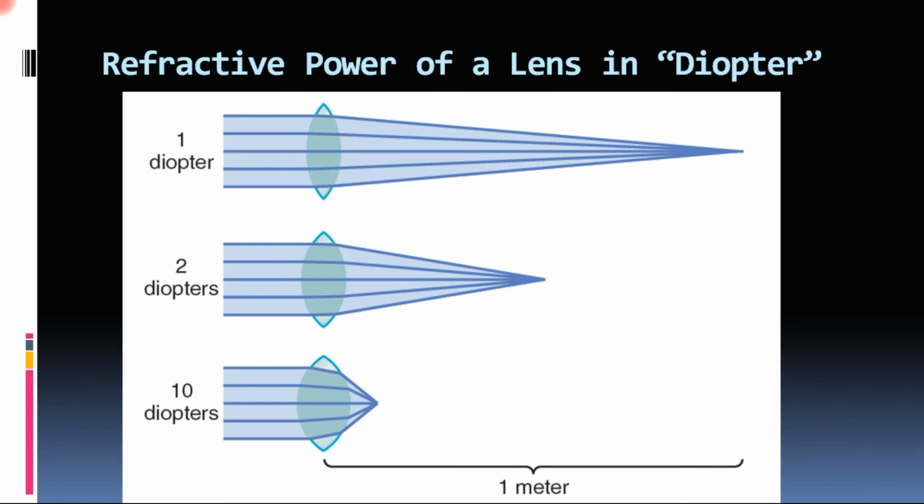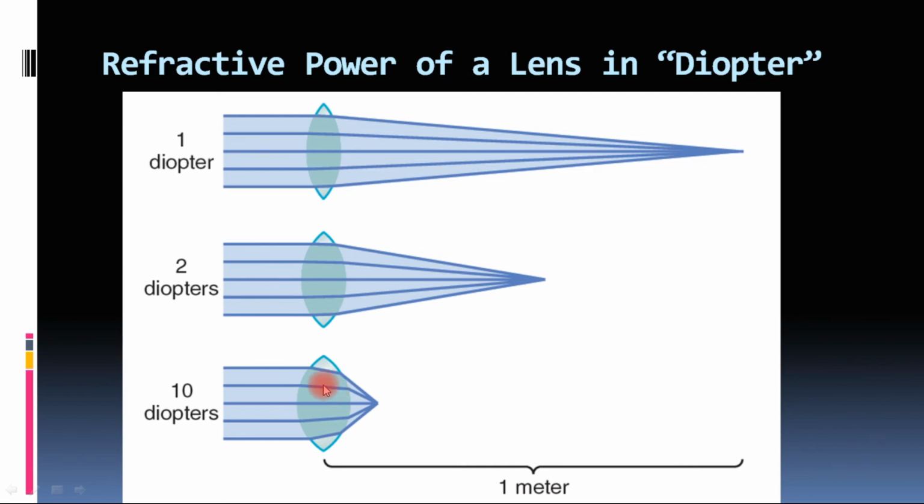1 meter divided by the focal length of the lens. So if this lens has a focal length of 1 meter, then 1 meter divided by 1 meter becomes 1 diopter. If this lens has a focal length of 0.5 meters or 50 centimeters, then 1 divided by 0.5 gives a diopter of 2. That means the refractive power of this lens is 2 diopters.